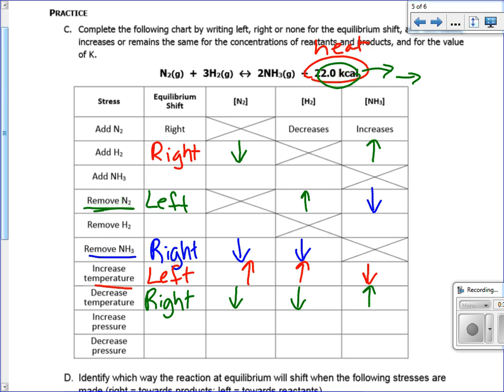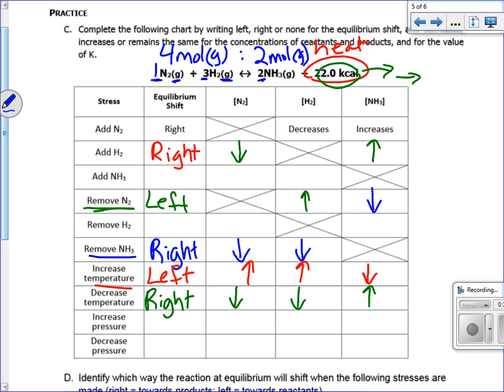So let's look here. How many moles does this represent? A 1. And it's a G, so that's a gas. 3 moles, G, that's a gas. You only count it for gases, though. So on the reactant side, what is our total moles of gas? 4. On the product side, what's our total moles of gas? 2. We only have 2, yeah. Correct?